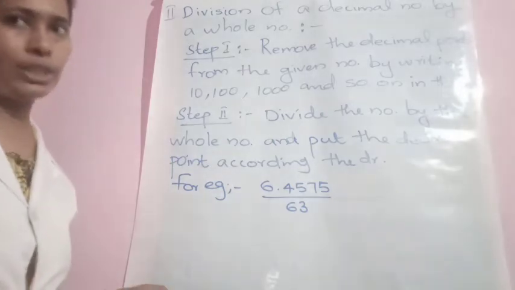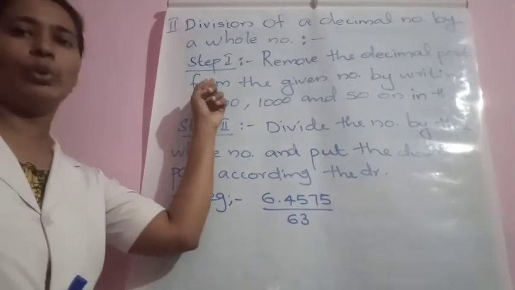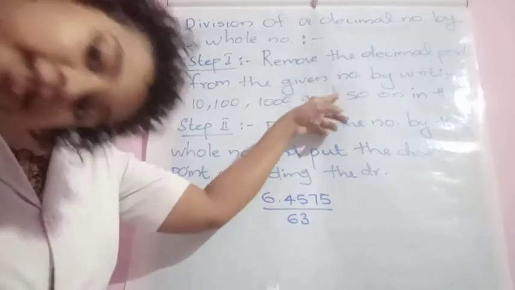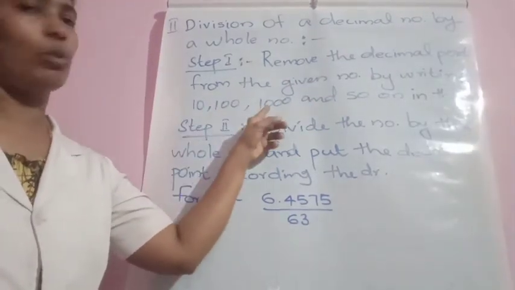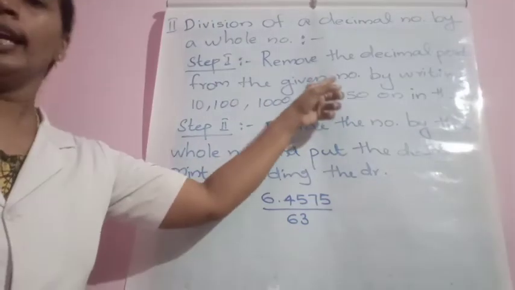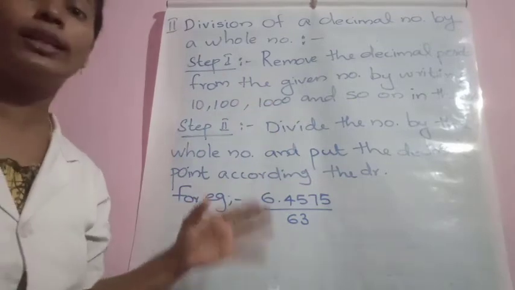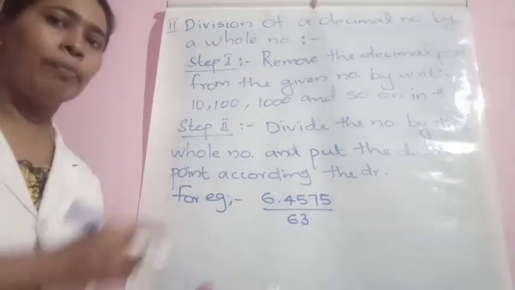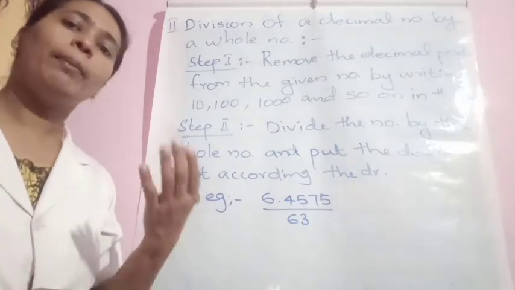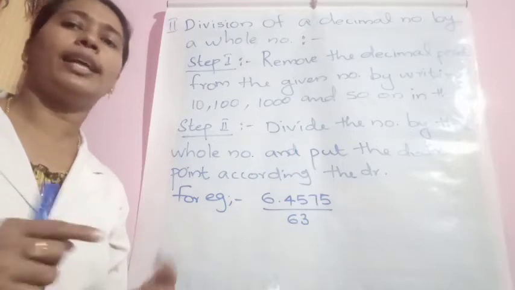So let us see the first one. In the first one, they have given step 1. First, what we have to do is remove the decimal point from the given number by writing 10, 100, 1000, etc. on the denominator. From the given number, we can avoid the decimal point by considering the denominators as 10, 100, 1000, etc.